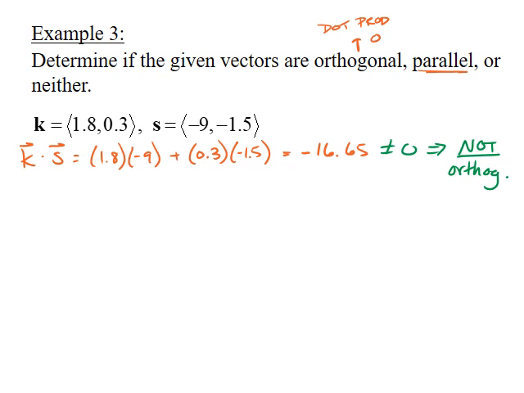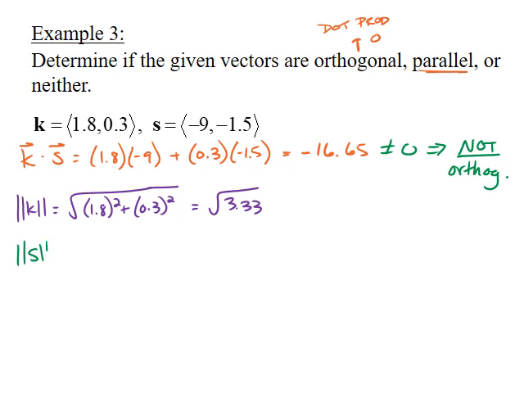So in order to proceed, now I need to find the magnitude of each of the vectors. So first, let's find the magnitude of k. We'll take 1.8 squared plus 0.3 squared, and this gives me the square root of 3.33. I'm just going to leave that as the radical because it will come out messy. All right, now I'm going to find the magnitude of s, which is the square root of negative 9 squared plus negative 1.5 squared. This gives me the square root of 83.25. Same thing, I'm going to leave it under the radical.